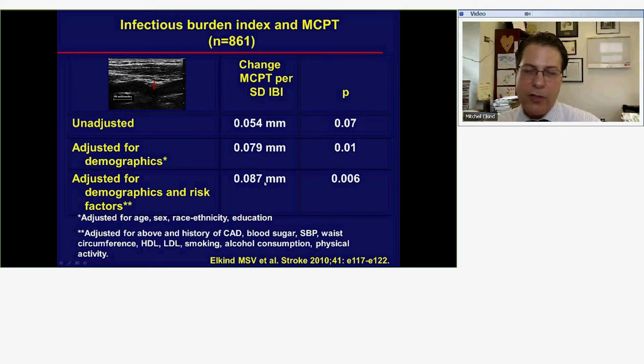These are averages, so it's on the order of fractions of a millimeter, but we do see in the cohort overall an increase. And again, this is even after adjusting for all of the risk factors that you see down there at the bottom.